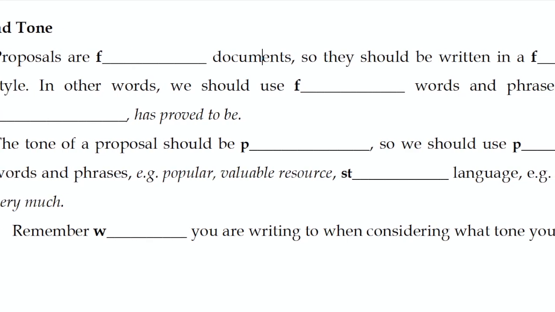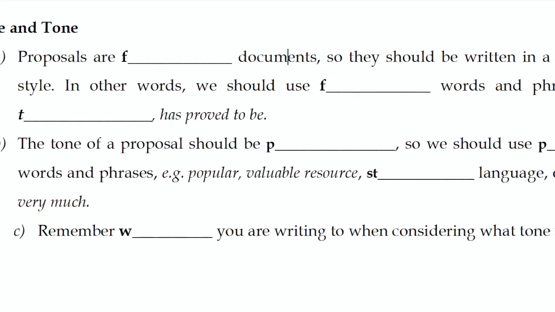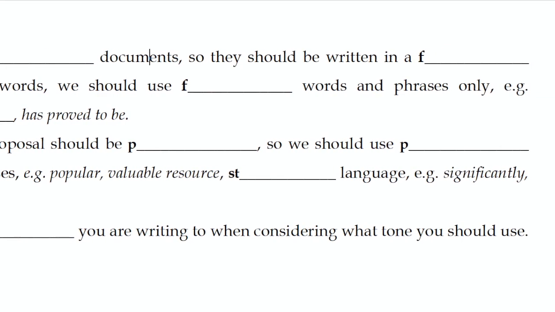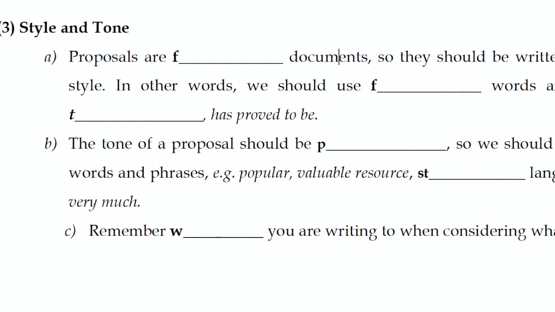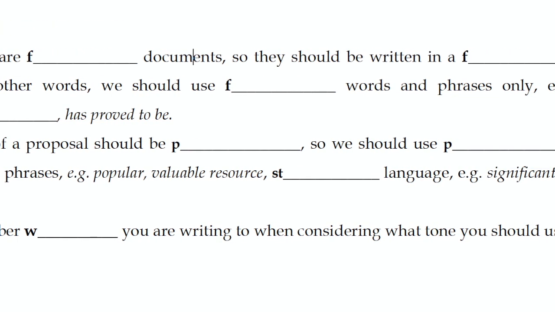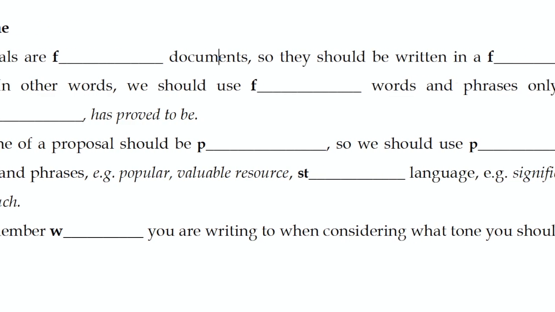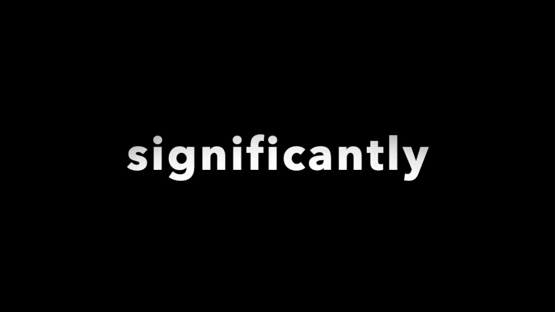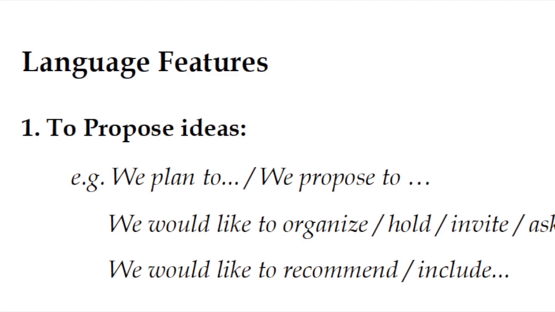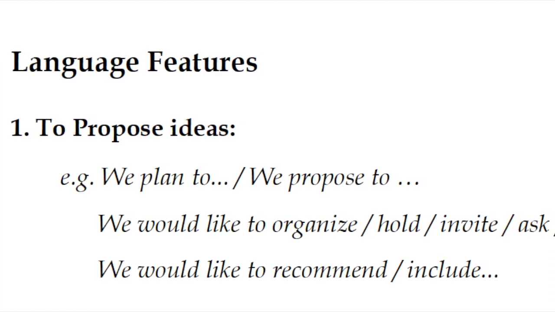In terms of style and tone, proposals are formal documents, so they should be written in a formal style. In other words, we should use formal words and phrases only. Example: therefore, has proved to be. The tone of a proposal should be persuasive, so we should use persuasive words and phrases like popular, valuable resource, and strong language like significantly, very much. Remember who you are writing to when considering what tone you should use. These are the language features of a proposal.